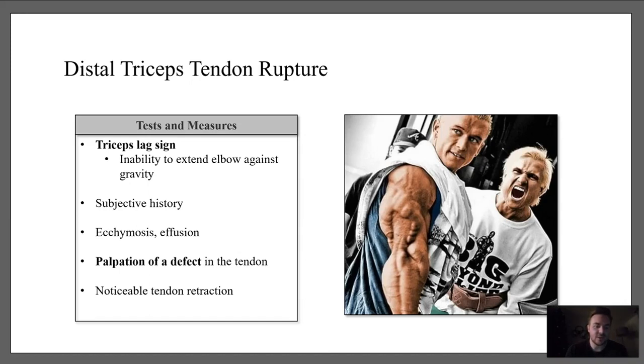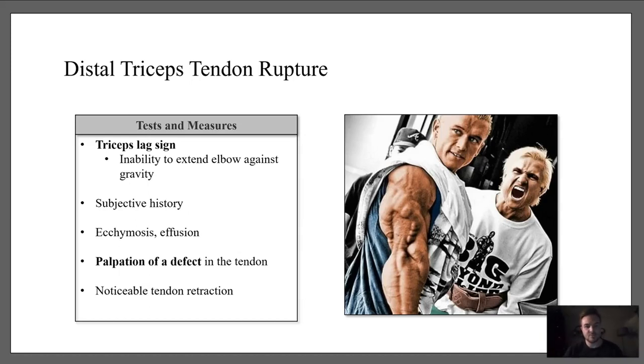And so what you do is you can have them lie on a treatment table with their arm off the edge of the table and just see if they can extend up and lock their elbow out against gravity. If they can't, they'll get to a certain point and they just can't get any higher. That may be indicative of a triceps injury. Sometimes people will do overhead extension. I like the prone version better, but there you have it.